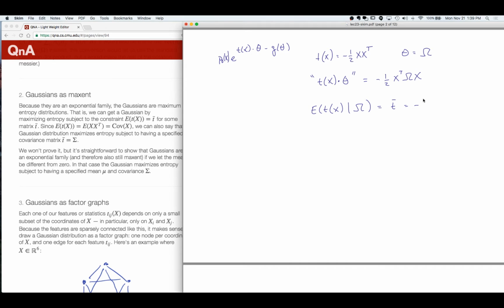which is to say minus 1/2 sum over examples x_t x_t transpose. And this here is actually minus 1/2 times the covariance of x. So there's a missing minus 1/2 there.